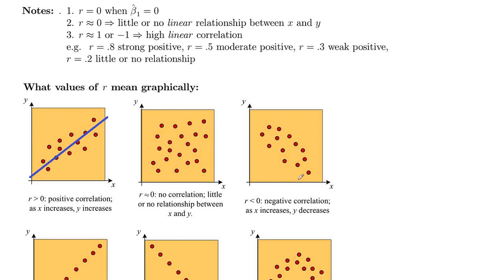And then here you can see that the data trends down from left to right. That's the case where r is less than 0. There's a negative correlation. As x increases, y decreases. And here, our regression line would look something like that. It slopes down from left to right. So r greater than 0, positive slope; r less than 0, negative slope.